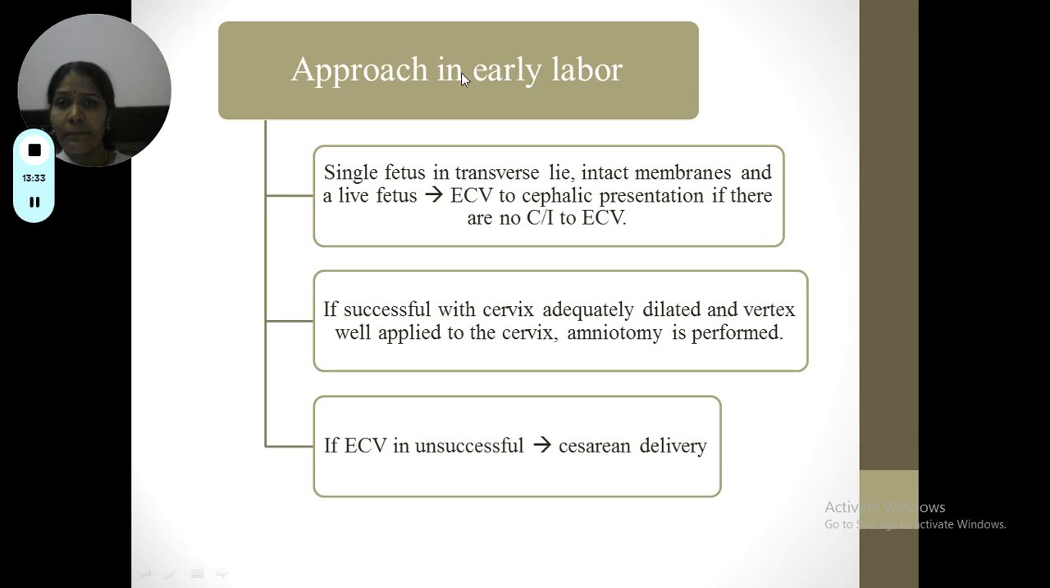Approach in early labor. In early labor, if it is a single fetus in transverse lie with intact membranes, live fetus and a good amount of liquor, ECV can be advised if there are no contraindications. And if the version is successful and the cervix is dilated, amniotomy can be performed after stabilizing with an oxytocin drip. If ECV is unsuccessful, then we can proceed with the cesarean delivery.